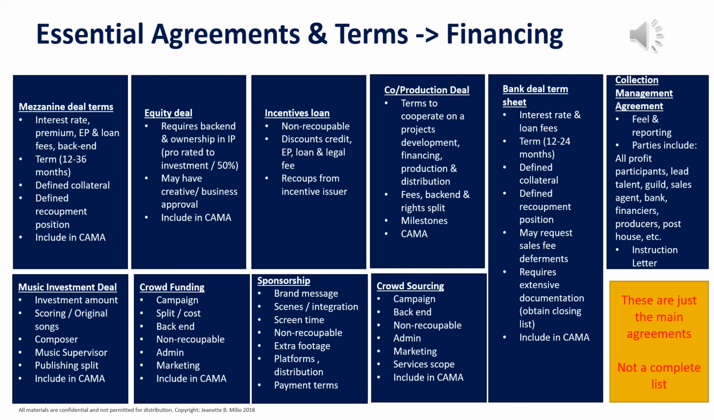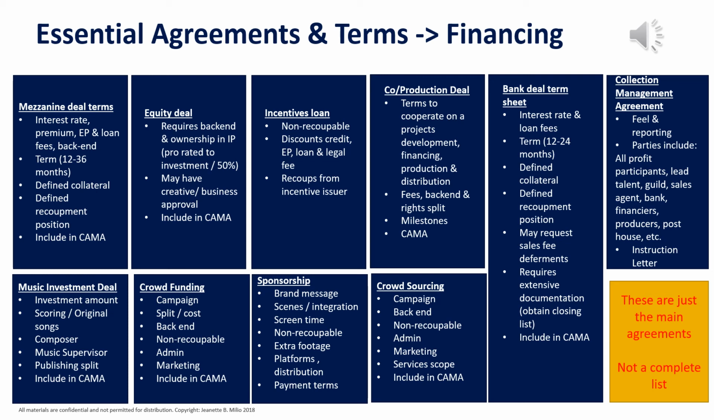You will define what the collateral is. You will also define if they will take over your movie if you don't pay. So that's a default scenario that's going to be going in there. You will define the recoupment position, and you will make sure that they're in the CAMA agreement.